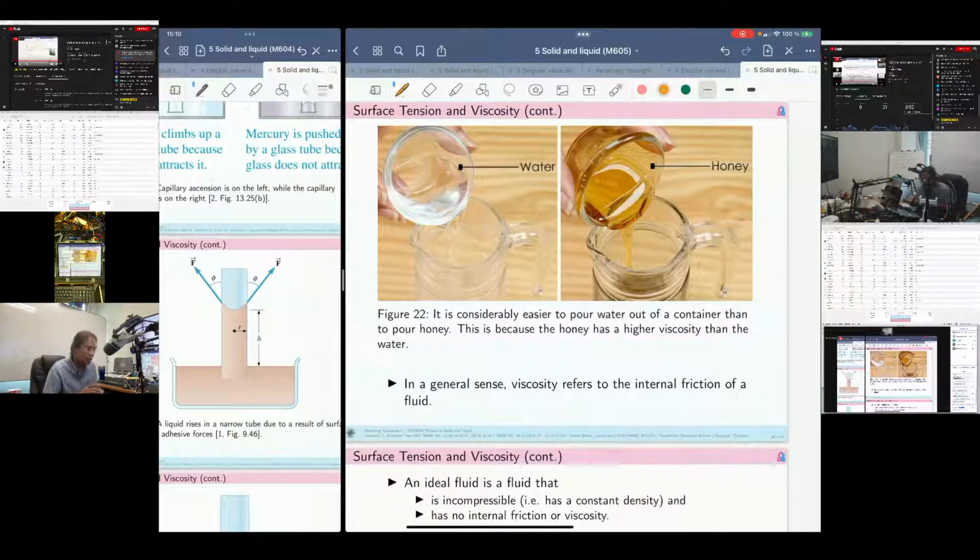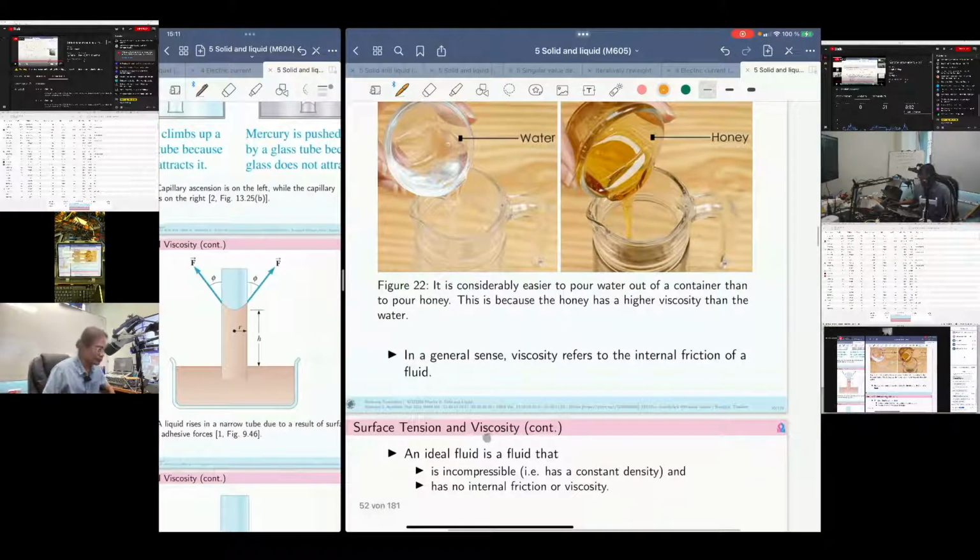Okay. Yeah, you have seen how the viscosity is, right? Yeah. In general sense, viscosity refers to the internal friction of the fluid. Okay, there is a friction inside that fluid.